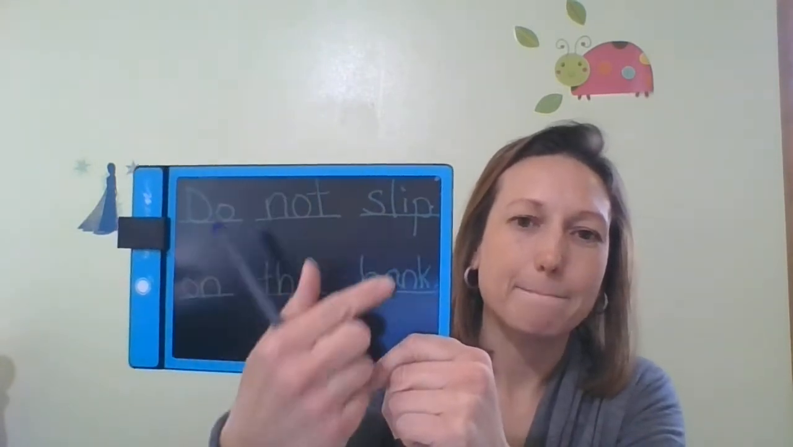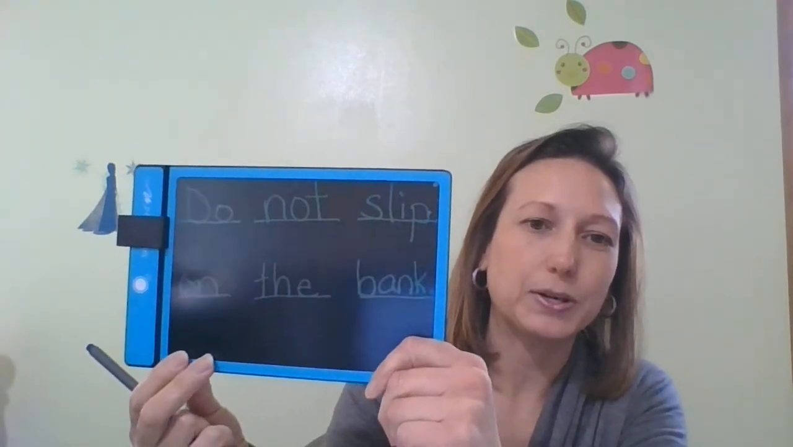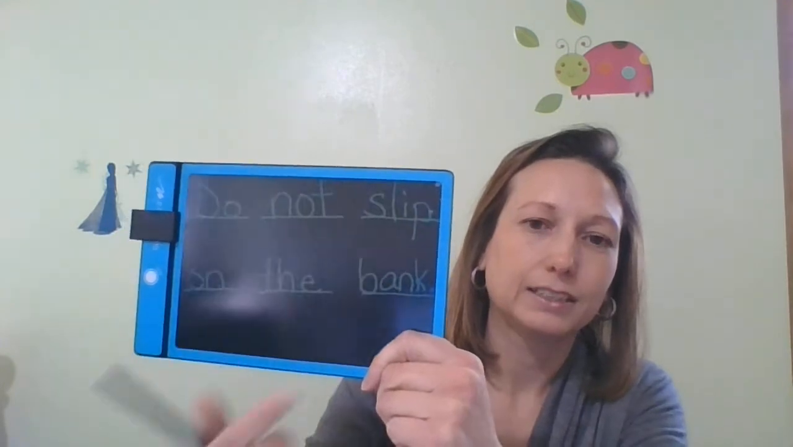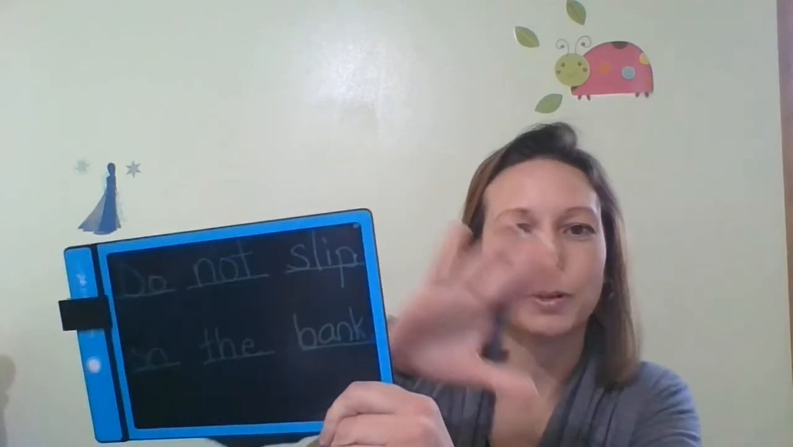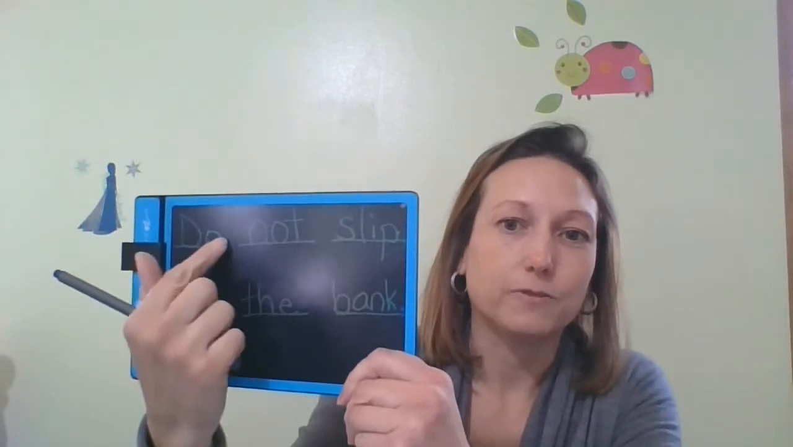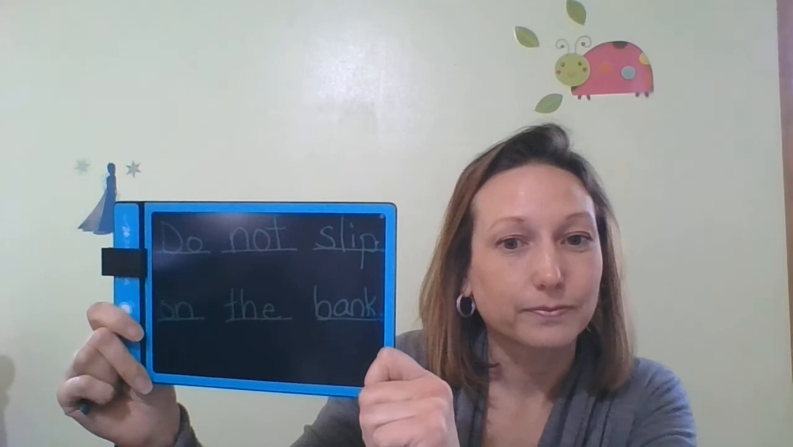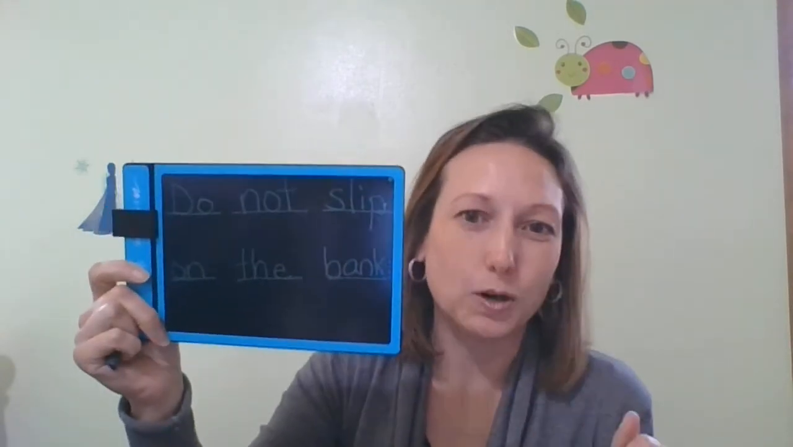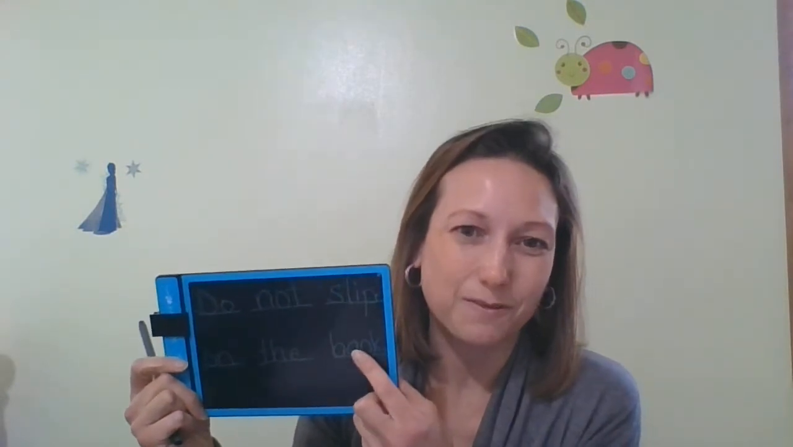Bank in this sentence. What does bank mean in this sentence? Do not slip on the bank. Bank here would be the side of a river or the side of a stream, the part that comes up out of the water. That's called the bank. So if you did slip on the bank, you're probably going to fall into the water. So bank in this sentence is not a place where you store money. It's the side of a river or a stream.